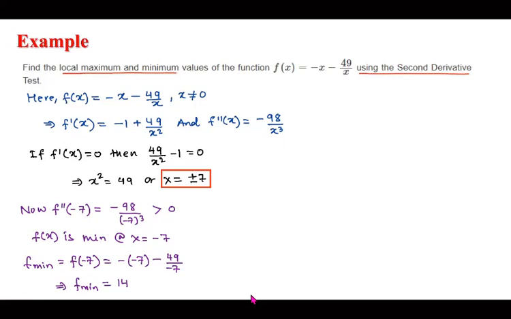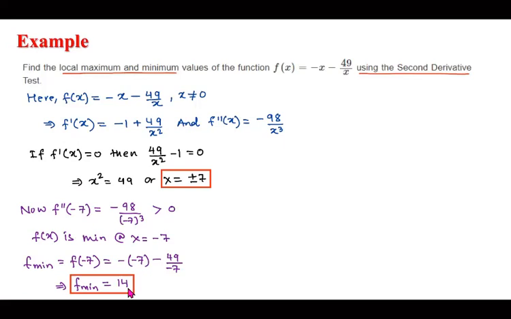The minimum value of the function is 14, and it occurs when x equals negative 7, because when we plug in negative 7, we see that the second derivative is positive, that is a minimum, and the minimum value of the function comes out to be 14. Now let's check the other point.